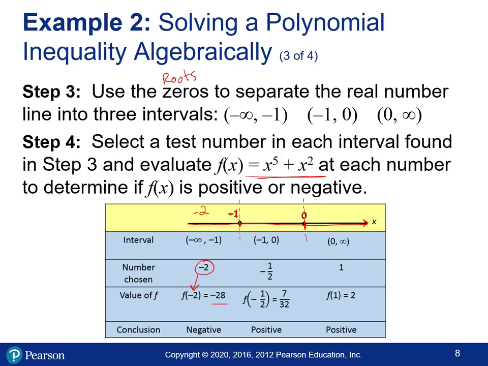In between our real zeros, so between negative 1 and 0, you want to pick something. It doesn't really matter what you pick. In this case, there aren't really nice numbers to choose from, so we'll pick the fraction negative 1/2, plug that into our function, and we get 7/32. Last one: to the right of 0, pick something. I'm going to just pick 1, and if I plug 1 into the function, we get 2. What you're interested in is whether the answer, when you plugged in those numbers, was negative or positive, because that's all you need to know to answer the inequality for the function.